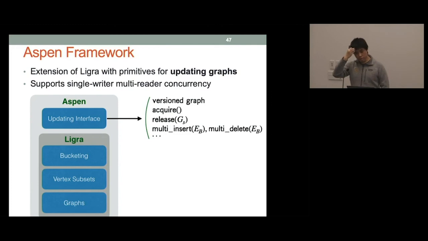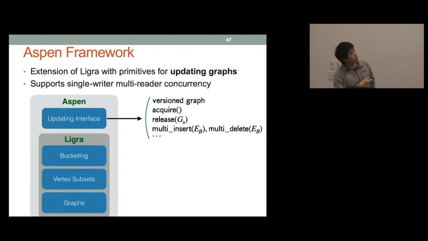So the API for Aspen is an extension of the Ligra programming API. So this was work that I developed in the past. But Ligra is designed for static graph processing, so we introduced some new primitives for allowing the graphs to be updated. So we now have this acquire operation where a thread can acquire the latest snapshot of the graph, and a release operation where a thread can release the snapshot that it acquired. And then we also have operations for doing bulk insertions and deletions of vertices and edges in the graph.